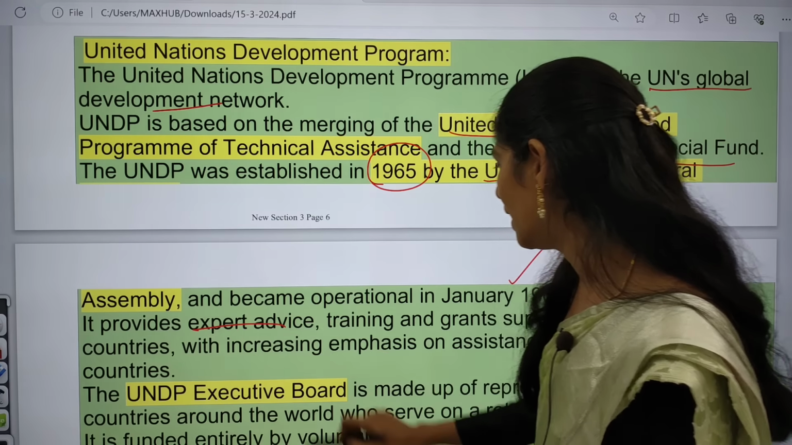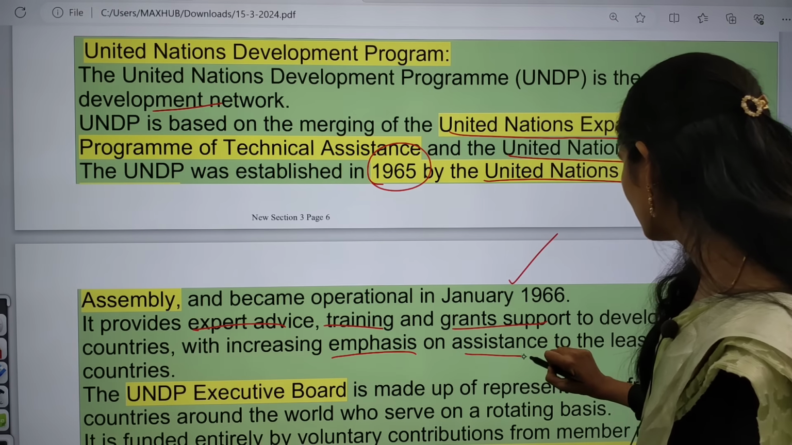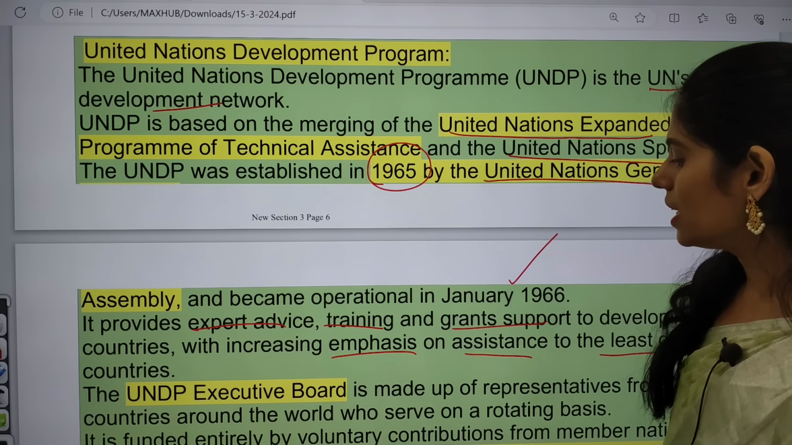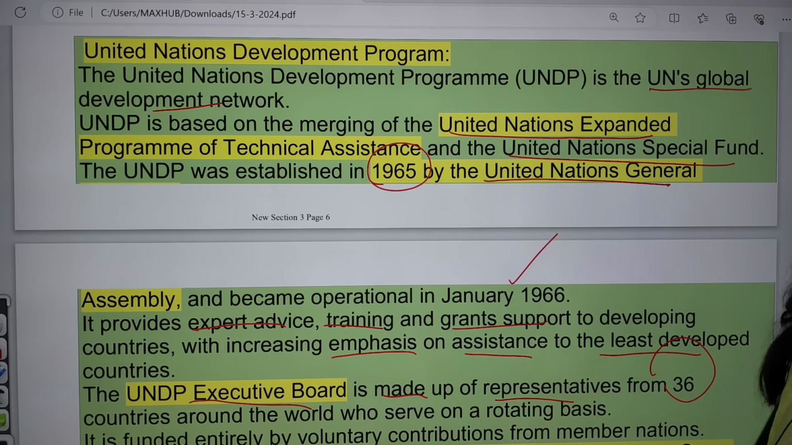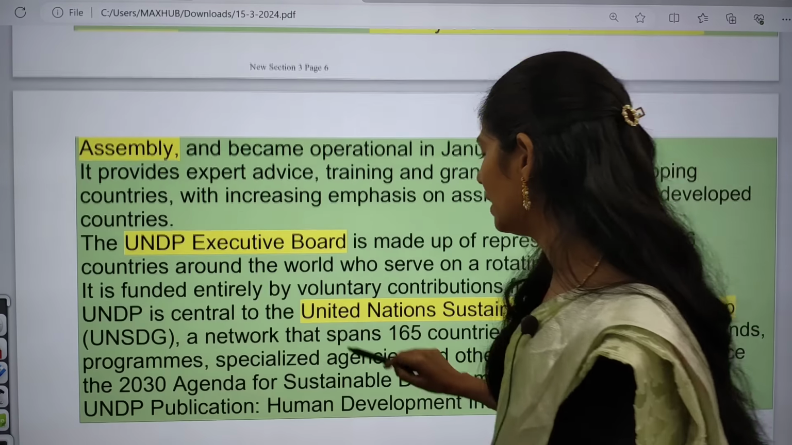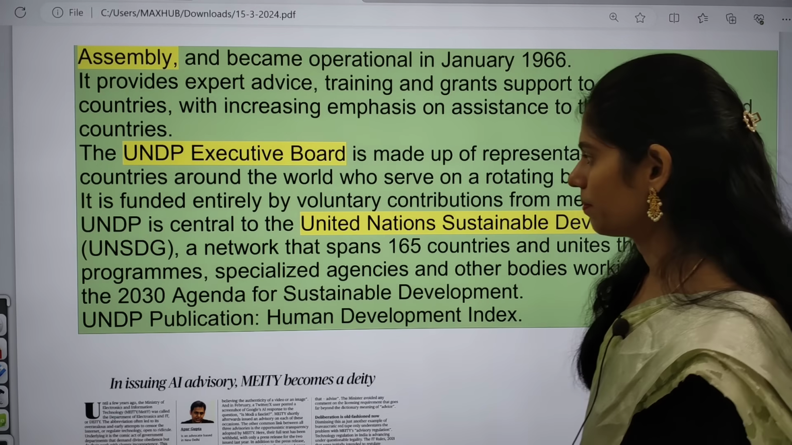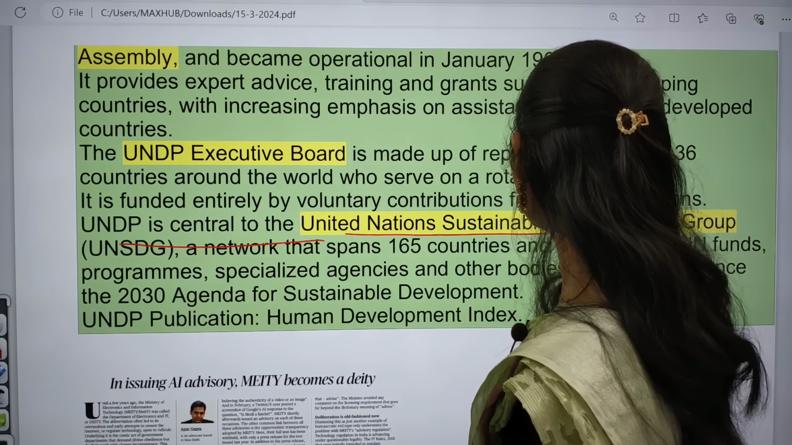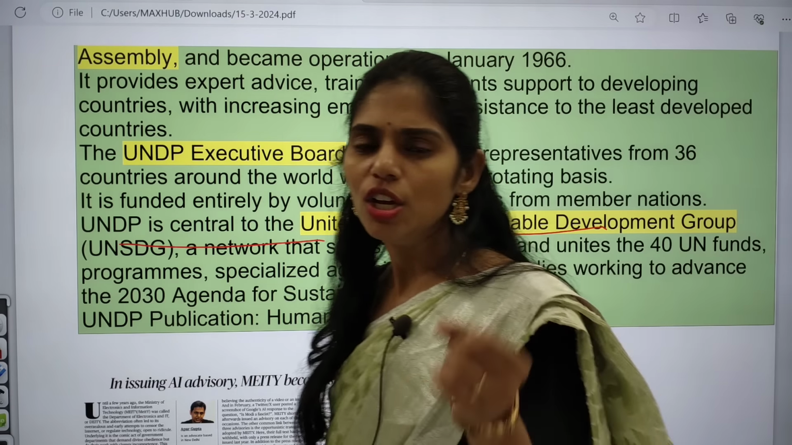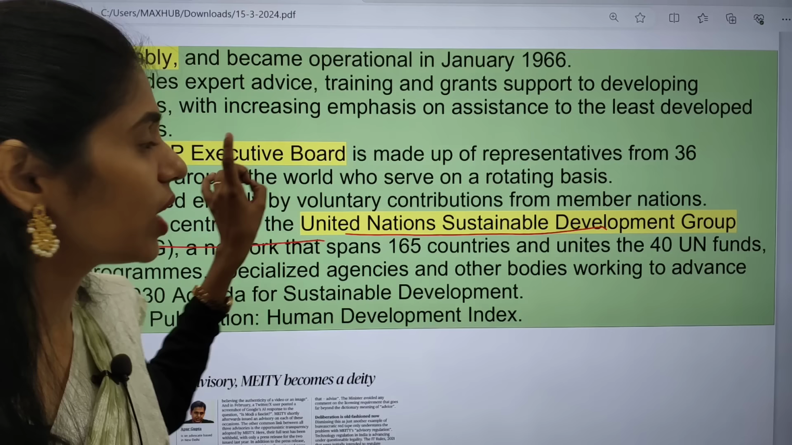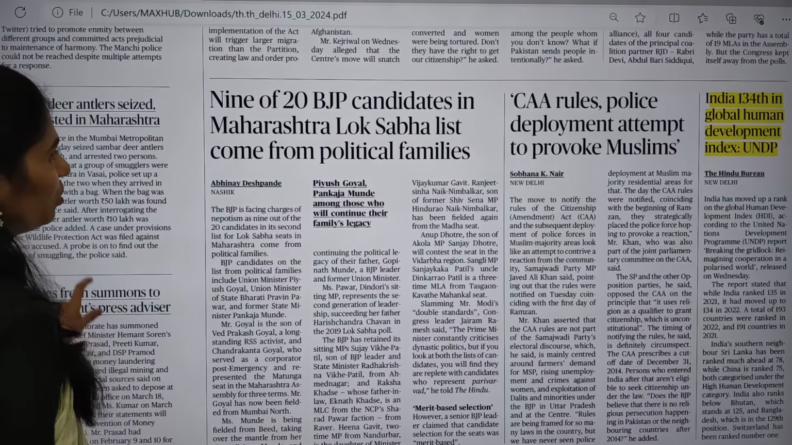It provides expert advice, training, and also grant support to developing countries, with increasing emphasis on assistance to the least developed countries. The UNDP executive board is made up of representatives from around 36 countries across the world. UNDP is funded entirely by voluntary contributions from the member countries. UNDP is also central to the United Nations Sustainable Development Group, and it publishes the Human Development Index. So these are very important facts, and from these statements you can directly expect your prelims statements. Okay, clear?